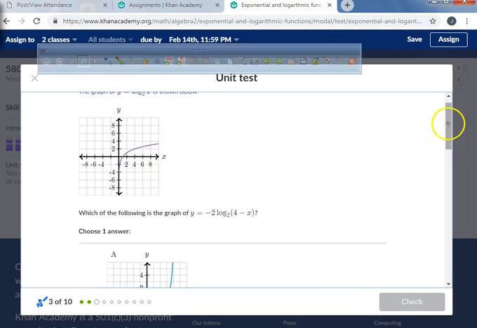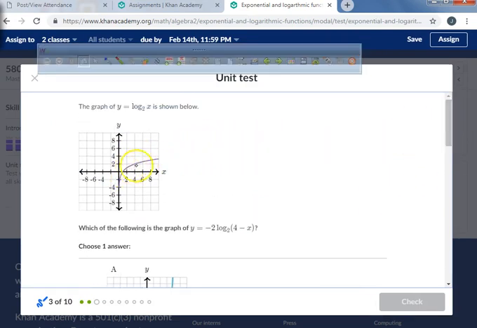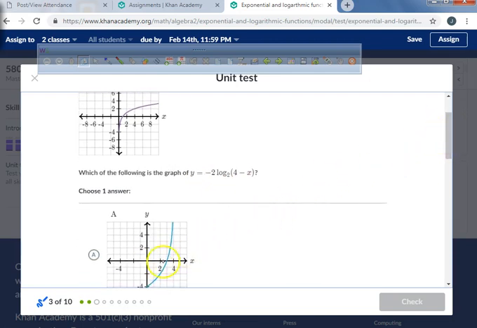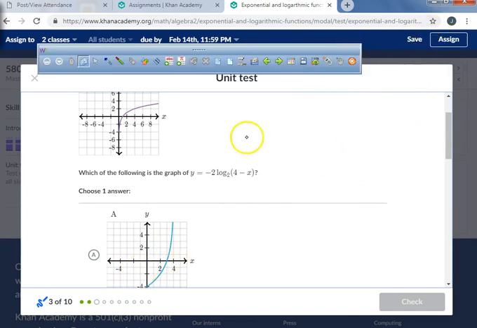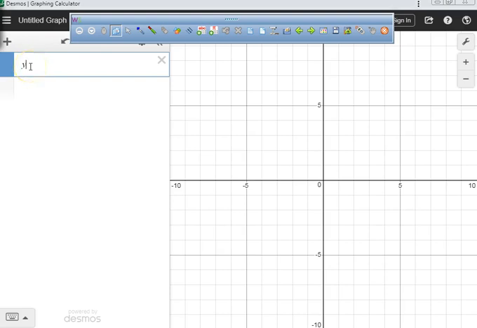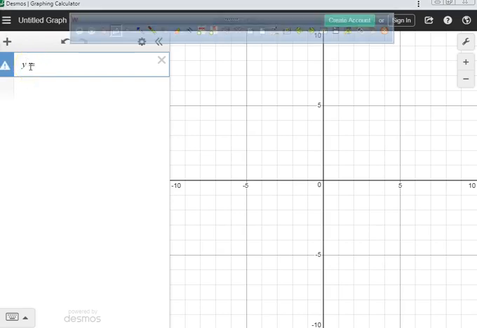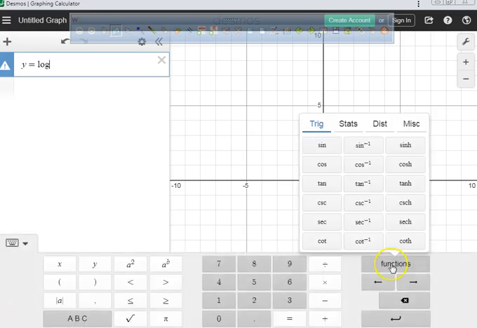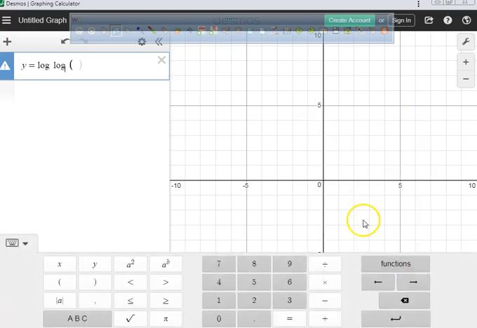If this is my original logarithmic function, and you have a negative in front of it, it's going to end up reflecting across the x-axis. So I'm going to go ahead and go to Desmos so you guys can see how to type that in. All right, y equals log.